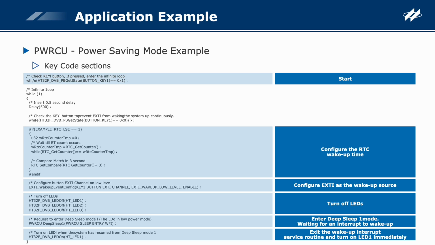After exiting the interrupt service routine, the program will continue executing the program following the WFI instruction, which is to illuminate LED 1. The program will execute in a loop, turning off LED 1, LED 2, and LED 3 again after waking up, entering Deep Sleep Mode 1, and waiting for a wake-up.